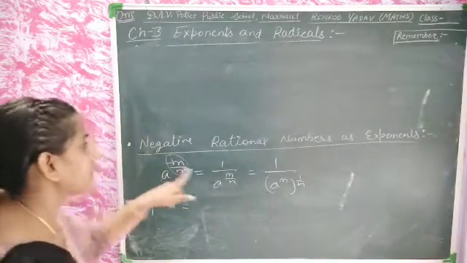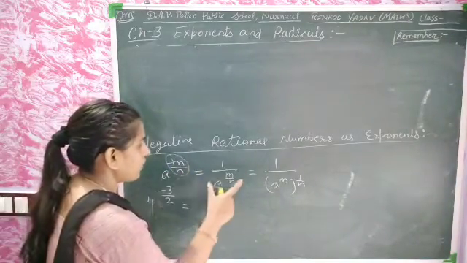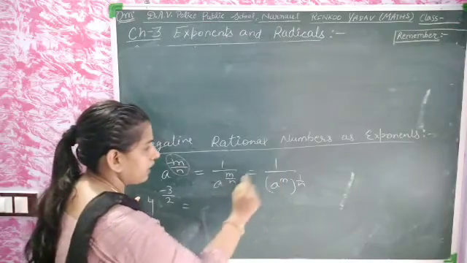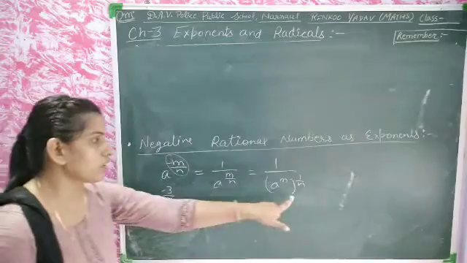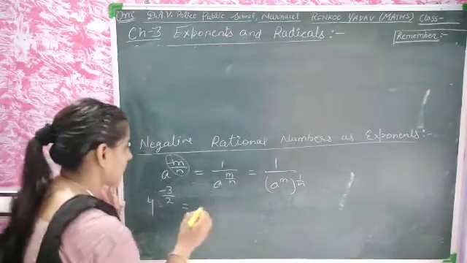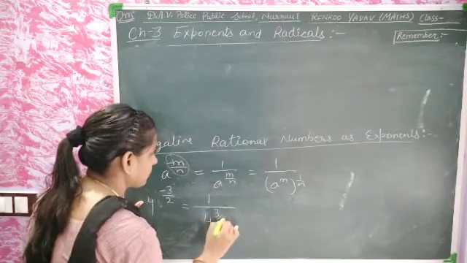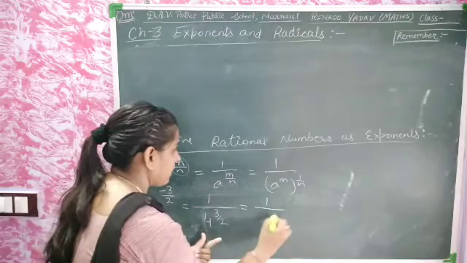Let's see here. Negative rational numbers as exponent. We will solve it first. We have already done the property, and then we will solve it, and we have already done all these questions like this. 1 divided by 4 to the power 3 by 2. It's written as this. Now we will write it.